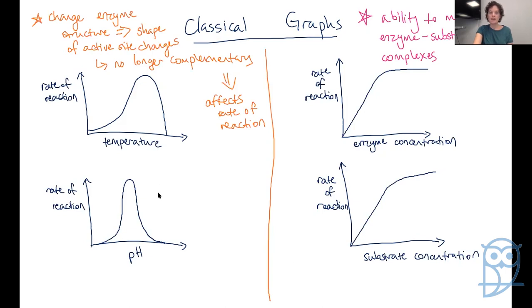Okay, so we have our 4 things that affect rate of reaction. Let's now think a little bit about describing those graphs. Okay, so we have describe and we have explain.